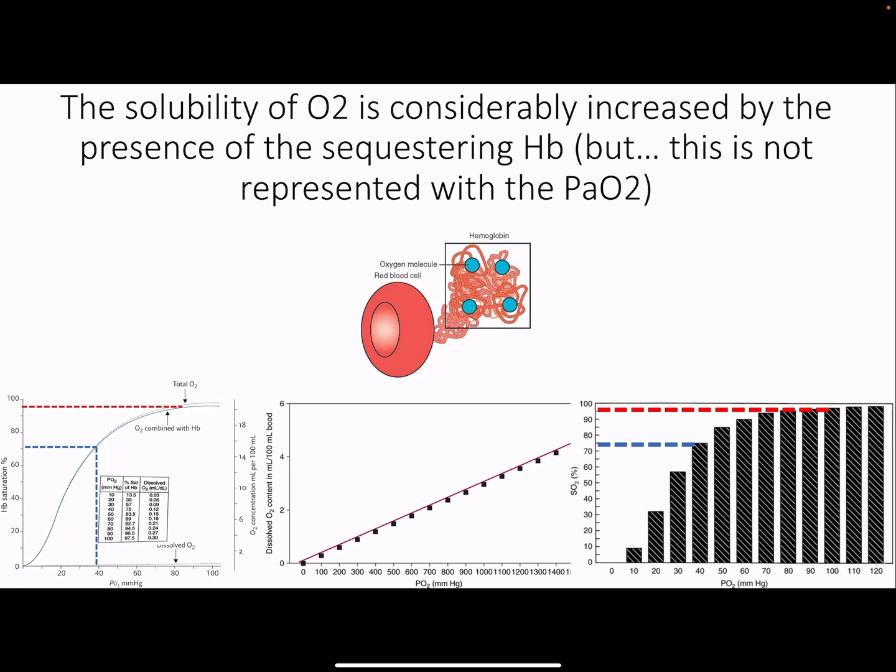So starting with the oxygen, its solubility is considerably increased by sequestering hemoglobin, like we just saw in the last slide. What we talked about in a previous section is that the dissolved O2 is a very small proportion of the overall O2. The hemoglobin holds on to a vast majority of the oxygen. So the dissolved portion is the only thing that's directly accounting for the pressure.